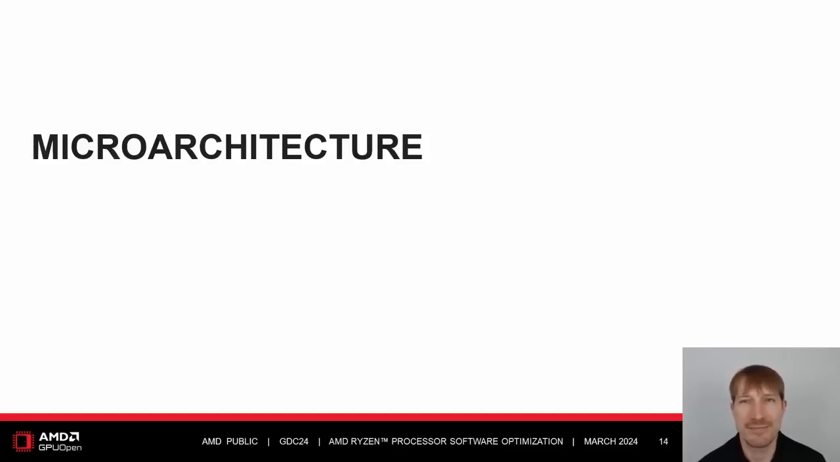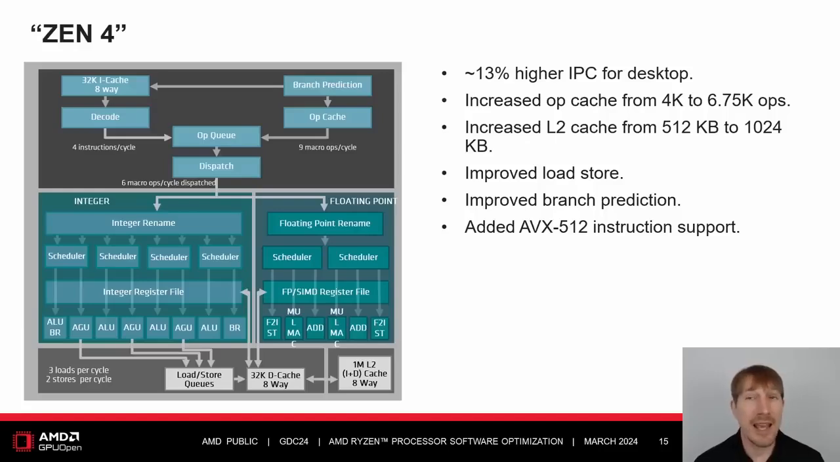Microarchitecture. Advances in Zen 4 microarchitecture include a 13% IPC improvement using typical desktop applications, a larger op cache to deliver more ops per cycle, a larger L2 cache, an improved load store unit with a larger load queue, branch prediction improvements with larger branch target buffers, and AVX-512 instruction support using a 256-bit data path.